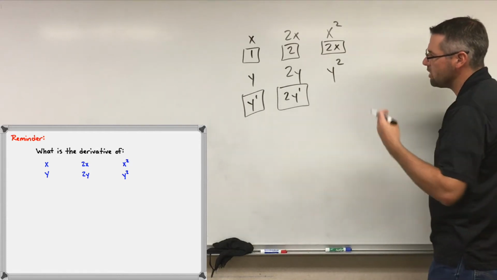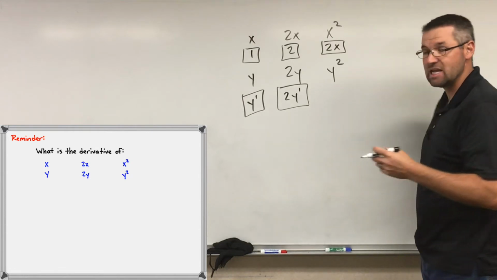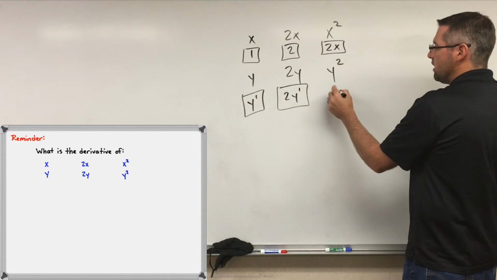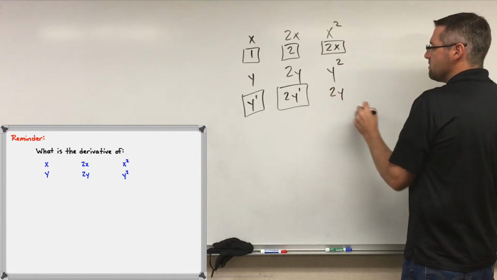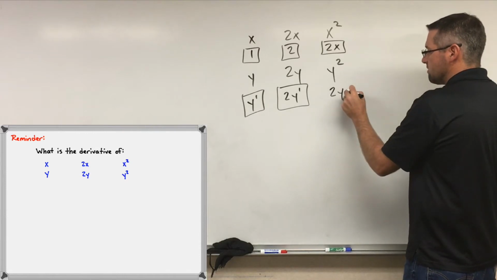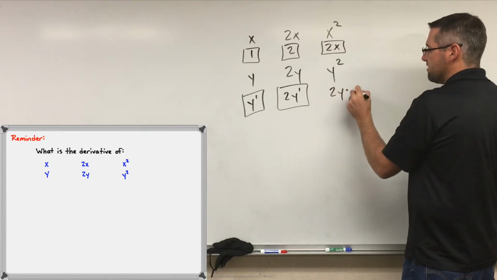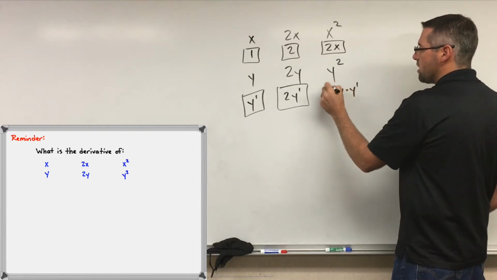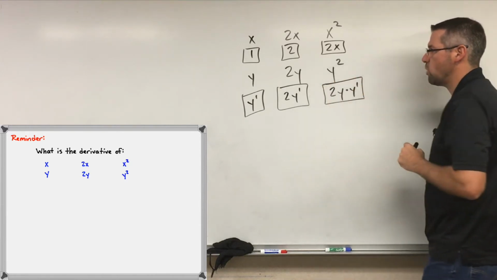Here, what's the derivative of y squared? Well, even more in depth, we want to see this as the chain rule. What's the derivative of something squared? Well, it's 2 times something, and then we have to multiply it by the derivative of that something. So we have to multiply it by the derivative of y, which is y prime. So the derivative of y squared is 2y times y prime.